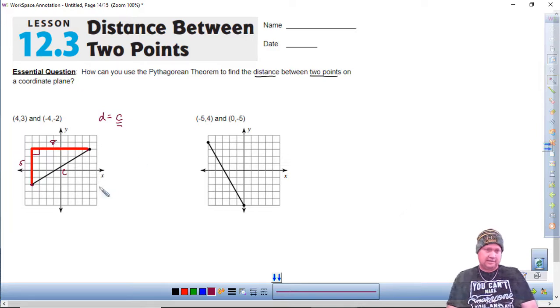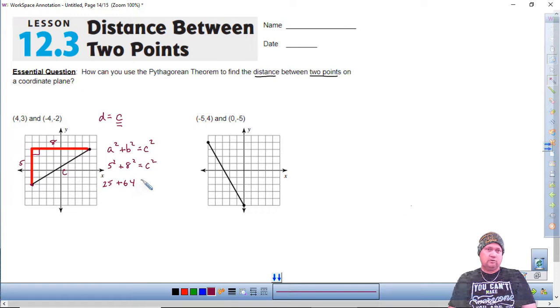And the question is, how long is C? Then we just go right to our formula: a squared plus b squared equals c squared. This looks a lot like problems from 12.1. I'm going to let this be a, and I'll let the 8 be c, or I'm sorry, b. So 5 squared plus 8 squared equals c squared, and then this will be 25 plus 64 equals c squared, and that's 89 equals c squared, and that's an irrational number. It's not a perfect square, so we'll take the square root of both sides. We'll jump over to the calculator, and we'll get an answer for c.